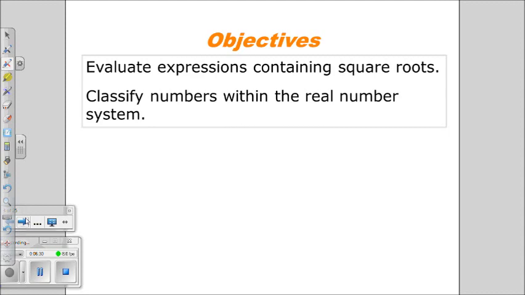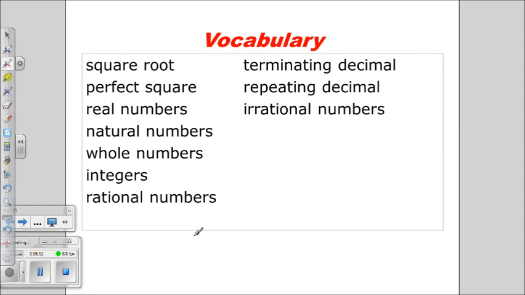That's why we have to look at the objectives first. Evaluate expressions containing square roots, and we must know what the square roots and radical numbers are, and what the different types are. I will give you the vocabulary, and it explains all the terms which we need to understand. Classify numbers within the real number system. So now we'll go directly to the vocabulary.